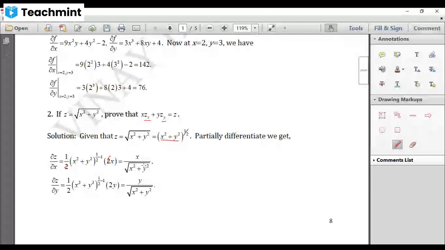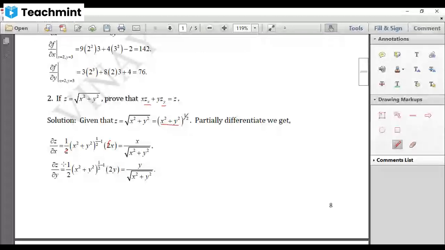That's it. Next, we need ∂z/∂y. That is partial differentiation of z with respect to y. As usual, outside term is power. So half into (x square plus y square) to the power of half minus 1, because we cannot separate x and y here. So we have to take this one as one function with respect to y.